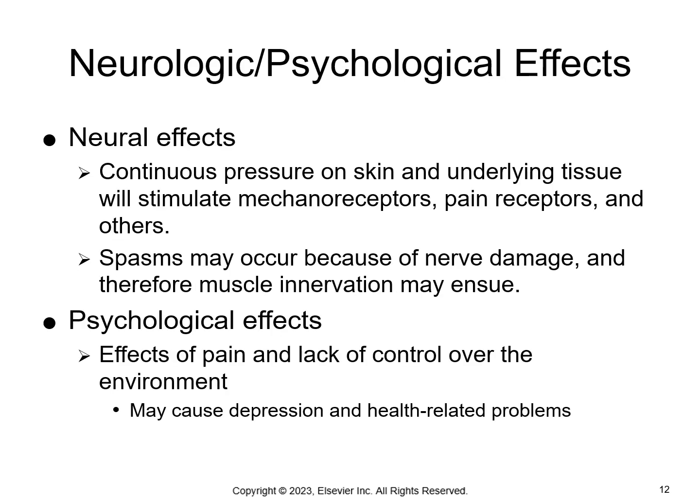Prolonged pressure on the skin and tissues can result in tissue damage that activates pain receptors and other receptors, leading to serious tissue damage, destroying the nerves over time. Spasms can happen from the nerve and muscle damage, and the effects of pain and lack of control over the person's environment can lead to depression, anxiety, confusion, and forgetfulness.